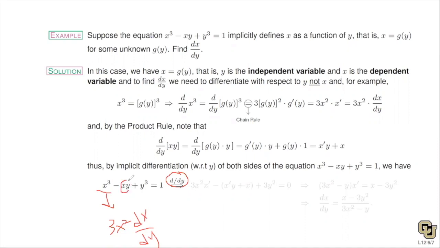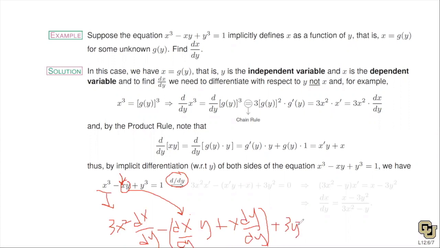The derivative of x times y: I'm remembering x is a function of y and I need a product rule. So I do the derivative of the first, the derivative of x with respect to y, which is just dx dy, times the second function, which is y, plus x times the derivative of the second function, which is just dy dy. And here I should put a minus sign and put parentheses. Finally, the derivative of y cubed is 3y squared dy dy, so I don't even write anything down. And the derivative of 1 is 0.